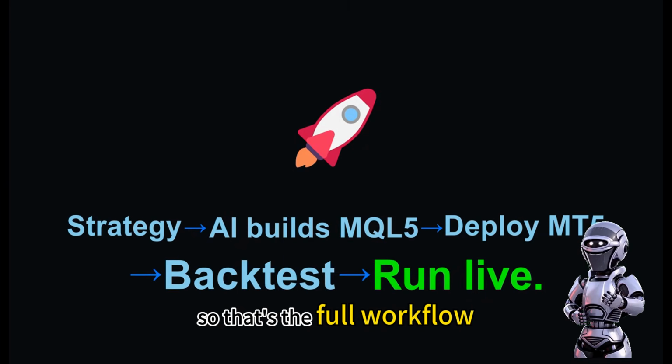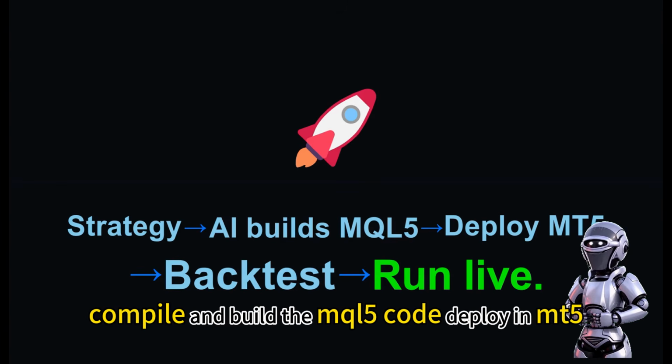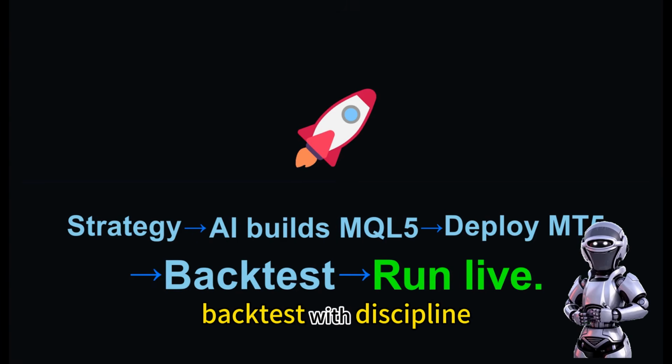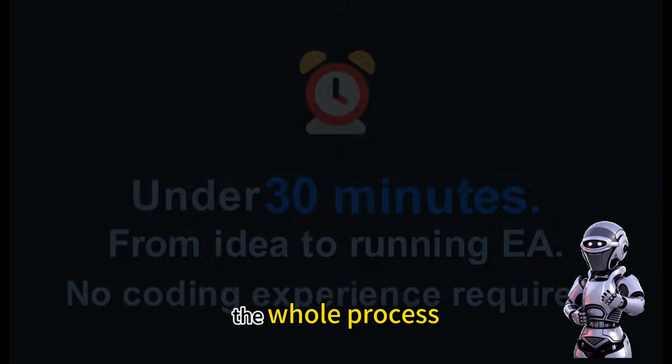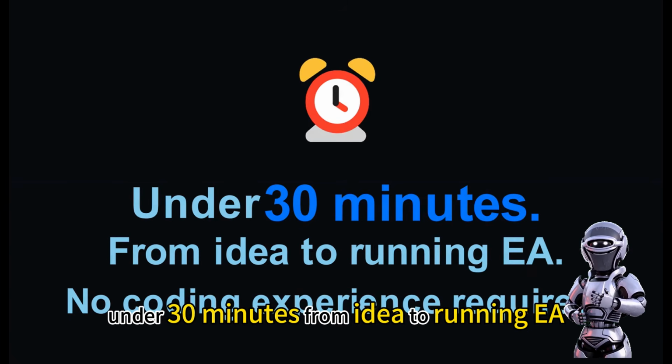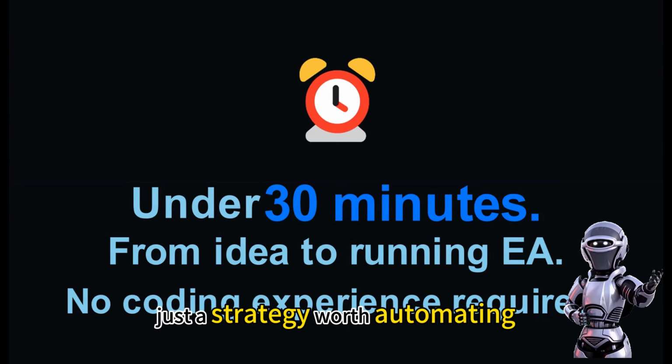So that's the full workflow. Describe your strategy in plain English. VS Code AI compiles and builds the MQL5 code. Deploy in MT5, backtest with discipline. Run it live with realistic expectations. The whole process under 30 minutes from idea to running EA. No coding experience required. Just a strategy worth automating.